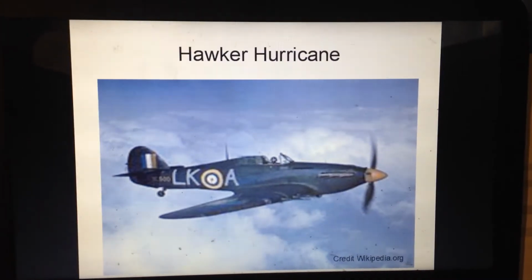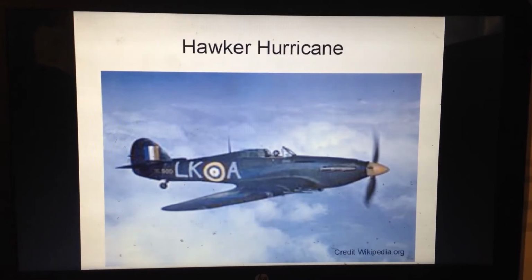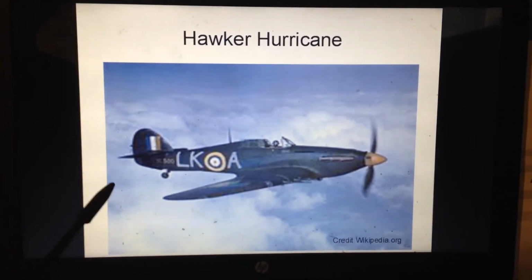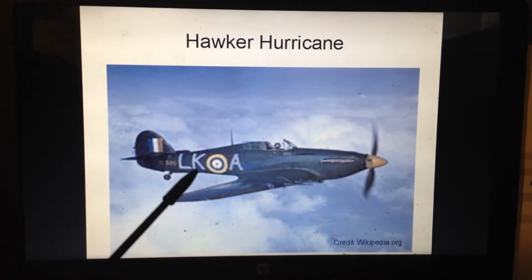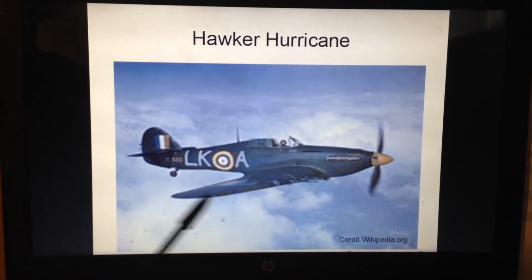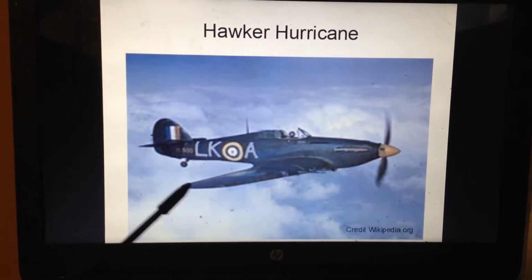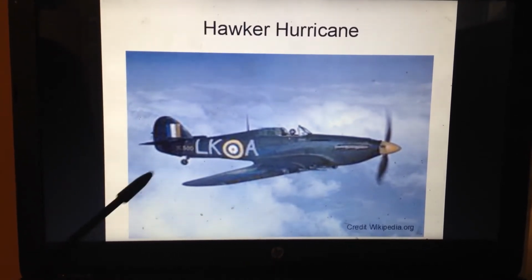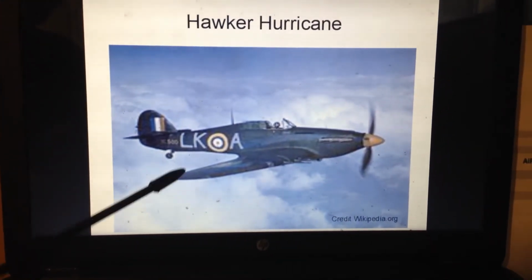Next we have the Hawker Hurricane, which is probably one of the unsung heroes in World War II. This plane was credited with the most planes shot down in the Battle of Britain. So this is a British fighter aircraft, and it was used for the same tasks as the P-51 Mustang, the Spitfire, and the Messerschmitt BF109.